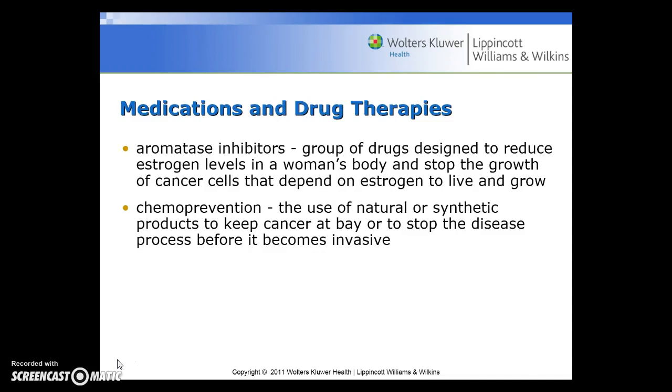Medications and drug therapies are aromatase inhibitors, and these are drugs designed to reduce estrogen levels in women's bodies, to stop the growth of cancer cells that depend on estrogen to live and grow. Chemoprevention, the use of natural or synthetic products to keep cancer at bay or to stop the disease process before it becomes invasive.